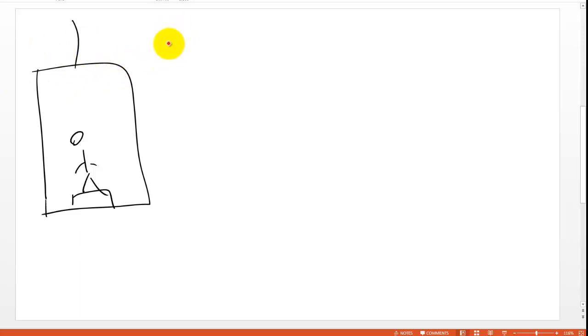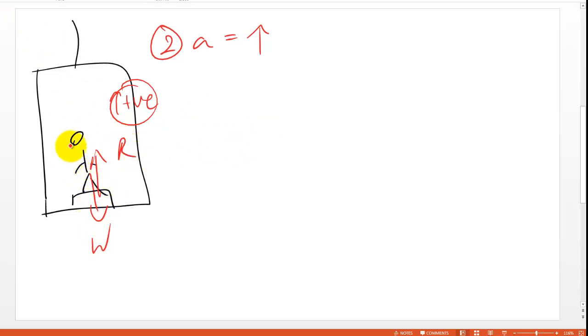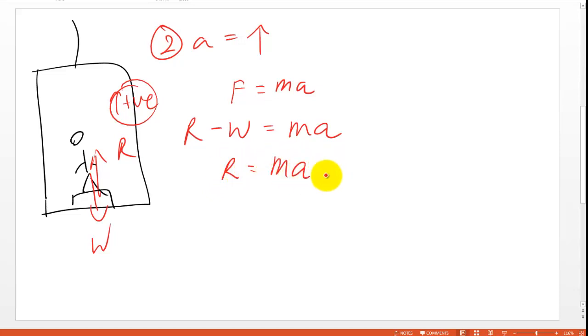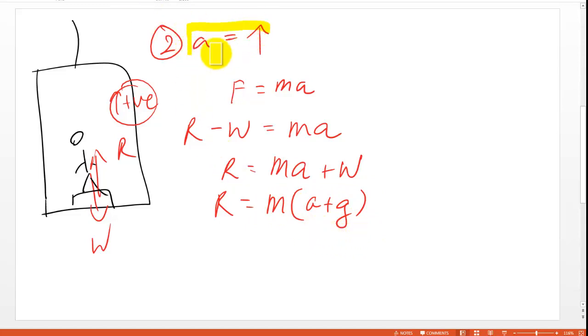So let's say you now have acceleration going up, and we take upward as positive, then according to what we did earlier, you have weight and reaction force on the person, and so for F equals ma, you will have R minus W equals m times a. So in that case, the reaction force would simply be ma plus W. And since W is actually mg, we can group the m together, and so that will be m times (a plus g). So in that case, it actually depends on the value of the acceleration.